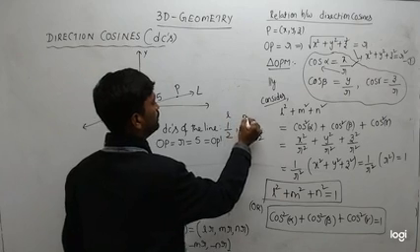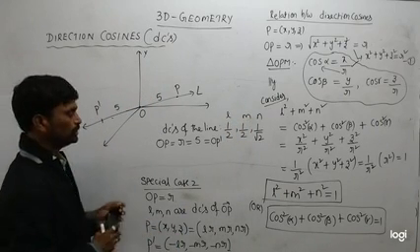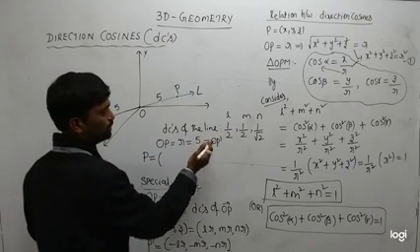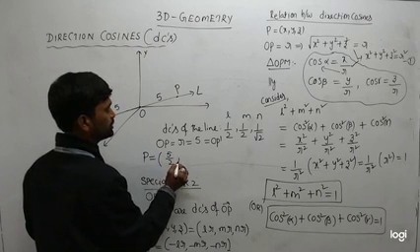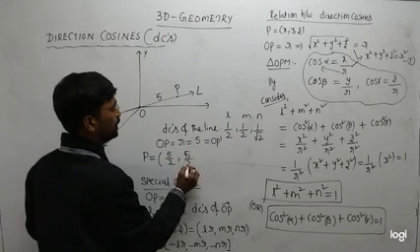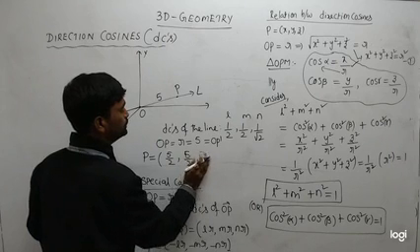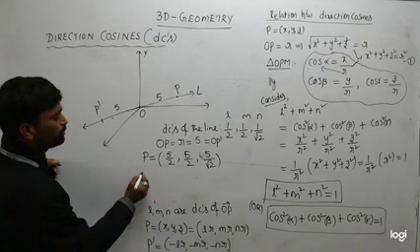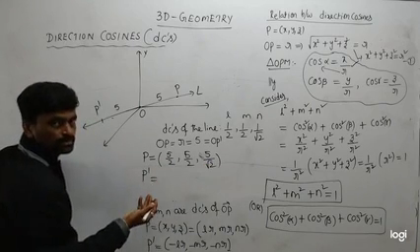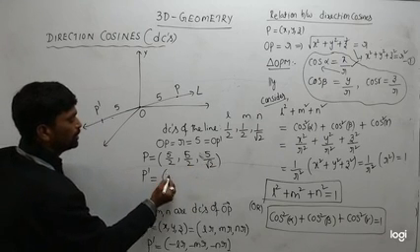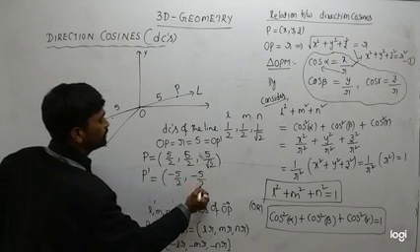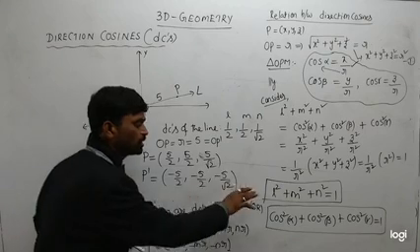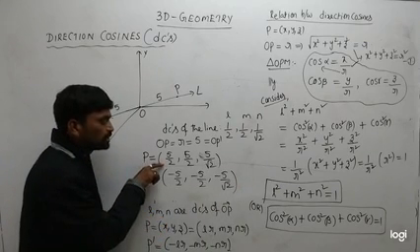And here l, m, n are 1 by 2, 1 by 2, 1 by root 2. Then what are the coordinates of point P? lr, mr, nr: that is 1 by 2 into 5, 5 by 2; next 1 by 2 into 5, 5 by 2; next 1 by root 2 into 5, 5 by root 2. So the coordinates of P dash become: just change the signs of these coordinates. Then you will get minus 5 by 2, minus 5 by 2, minus 5 by root 2. It does not mean that P dash coordinates are always negative. Just change the signs of the coordinates of P.